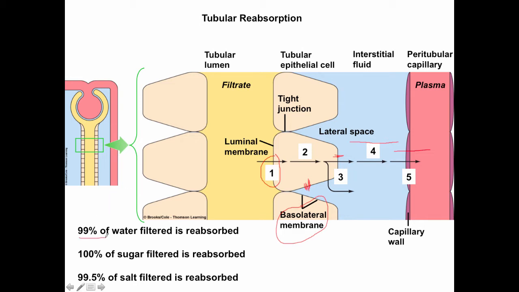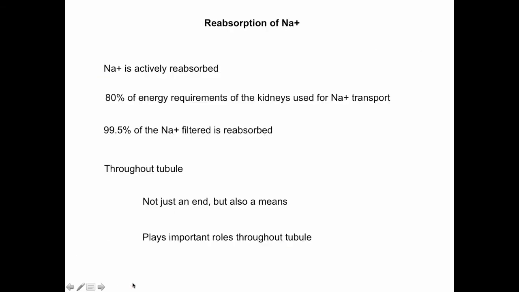For example, about 99% of the water that is filtered at the glomerular capillaries gets reabsorbed. 100% of the glucose is normally reabsorbed, and about 99.5% of the sodium that's filtered gets reabsorbed. So we reabsorb quite a lot of things. Sodium reabsorption is an important event that happens in the kidneys. Sodium reabsorption is done through an active mechanism, meaning that we have to expend energy in order to reabsorb sodium. It's quite a lot of energy, because about 80% of the energy requirements of the kidney is actually used for sodium reabsorption.